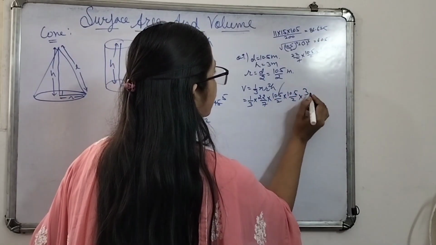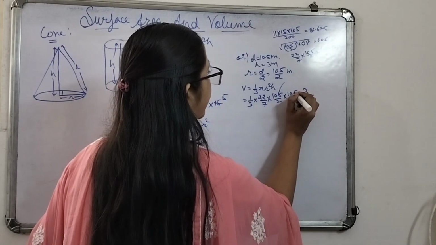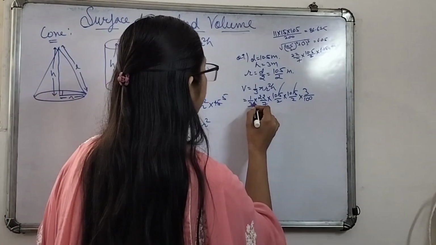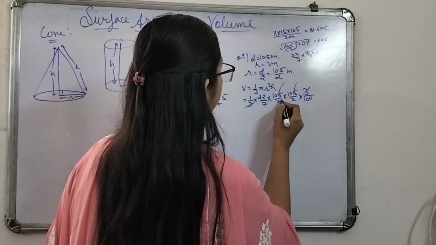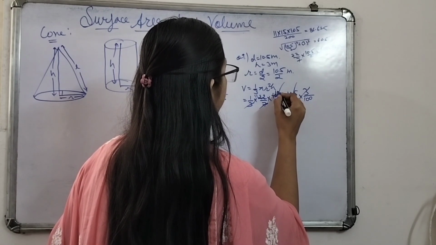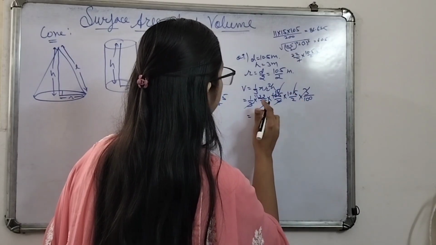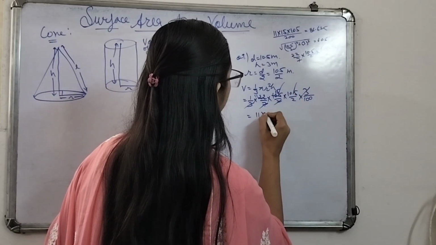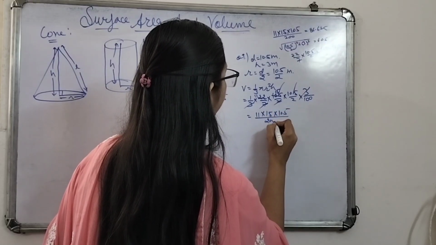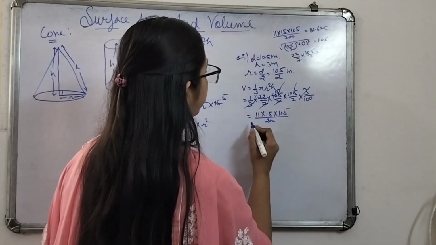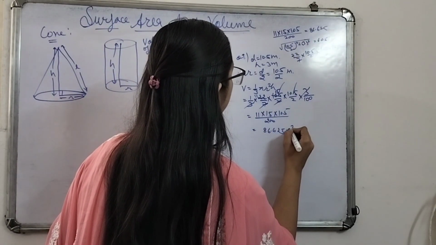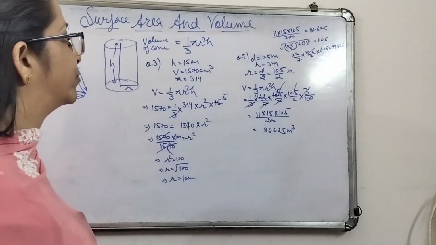If I remove this decimal, 10 will come in the denominator. If I remove this decimal, 1 more 10 will come in the denominator. Now just cancel it. 3 cancelled. Then 2 11 times cancelled. 7 1 is 7. 7 5 is 15. So what is remaining is 11 over here, then 15, then 105, and in the denominator it is 200. If we solve this part, it will be equivalent to 86.625 meter cube. This will be the volume of the cone.